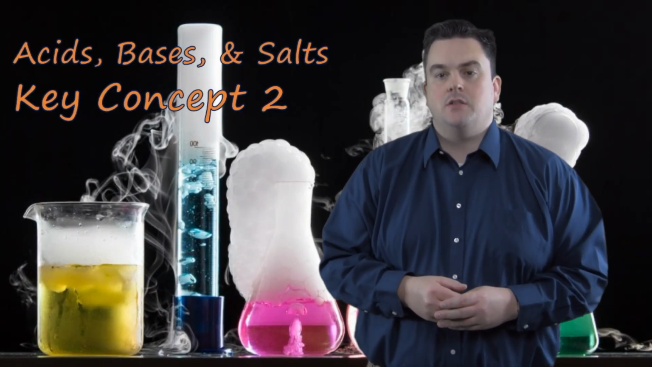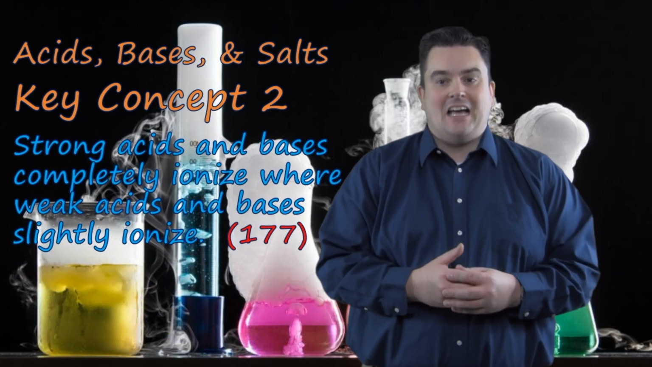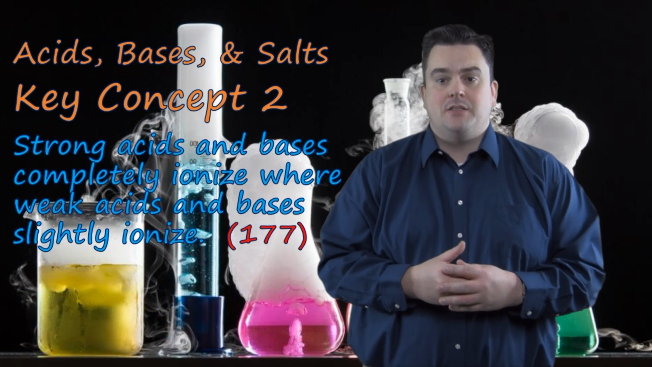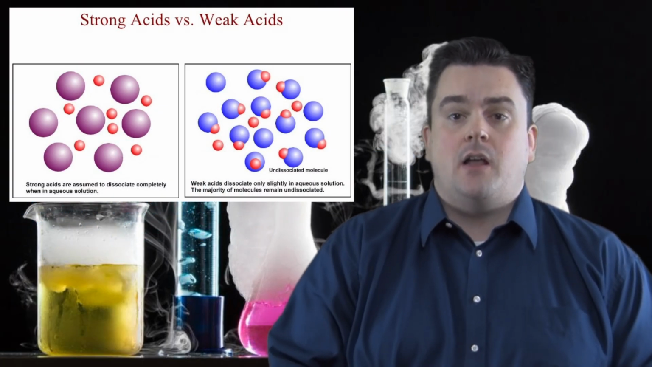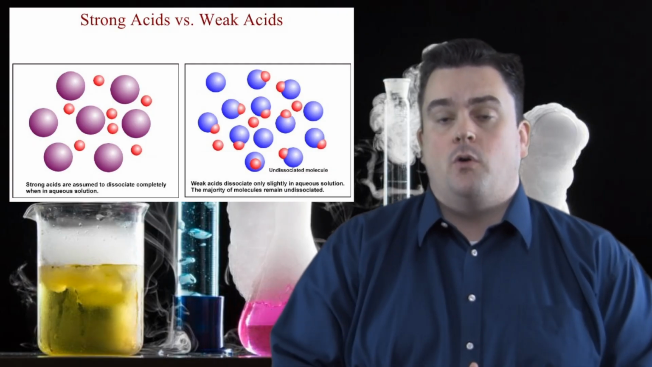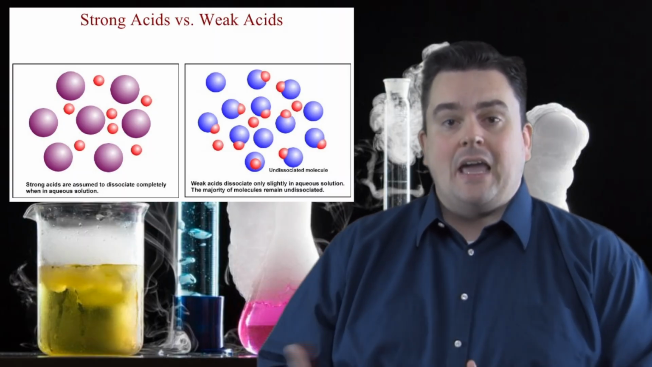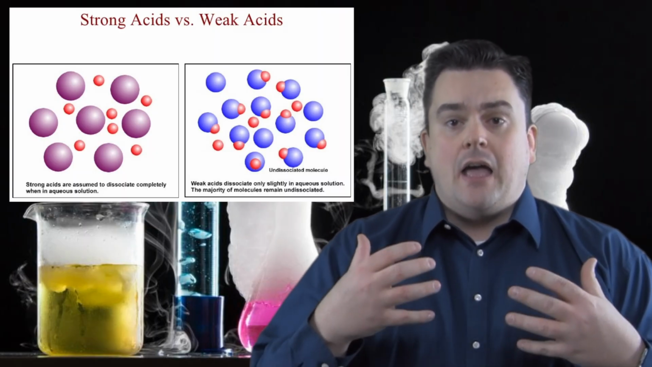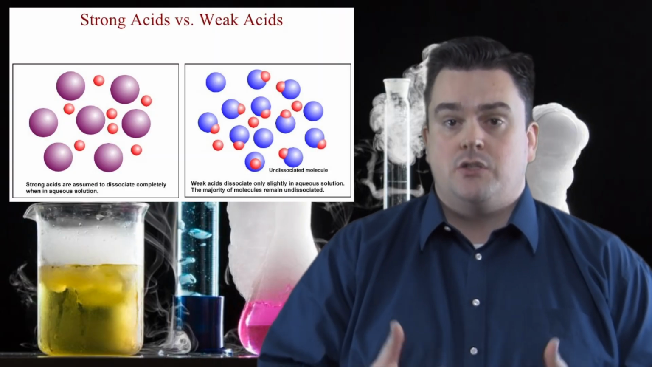Acids, bases, and salts, key concept 2. Strong acids and bases completely ionize, where weak acids and bases slightly ionize. Now in our example here, we can see that all the molecules of the strong acid have completely formed ions. It has ionized completely. The weak acid, as you can see, has only slightly ionized. Only a few of the molecules have actually dissociated into ions.